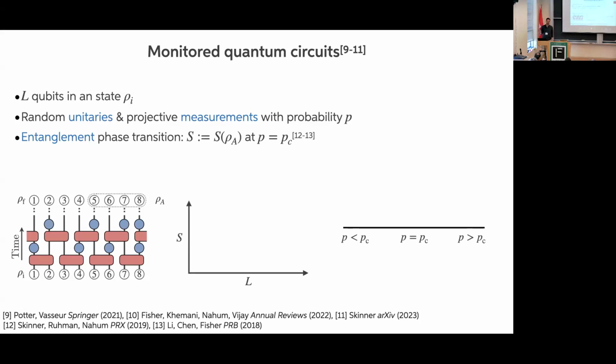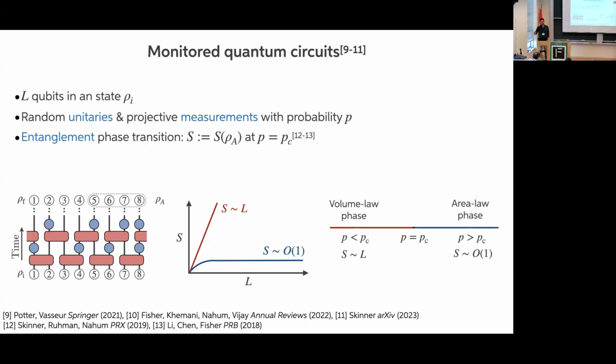If you're not measuring often enough, the unitaries essentially win the battle of entangling versus disentangling, and your circuit evolves to a highly entangled state. So it enters a volume law phase, where the entanglement grows as the volume of the system. For a 1D chain, that's L. In the area law phase, when P is above the critical probability, you get entanglement that grows as the area between the two regions, which is a constant for a 1D chain. And at the critical point, you have log L scaling.